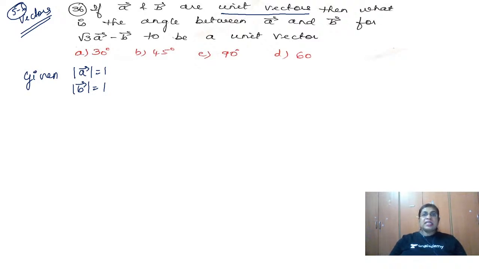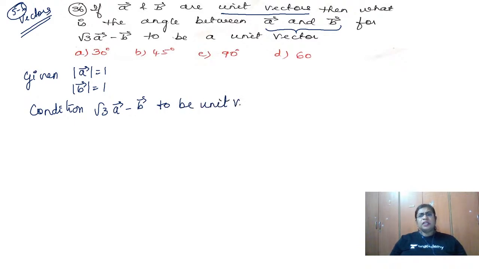Then what is the angle between A and B? You want the angle between A and B. That means you want that theta which lies between A and B for root 3 A vector minus B vector to be a unit vector. Now the condition is I have to make that vector root 3 A vector minus B vector a unit vector.